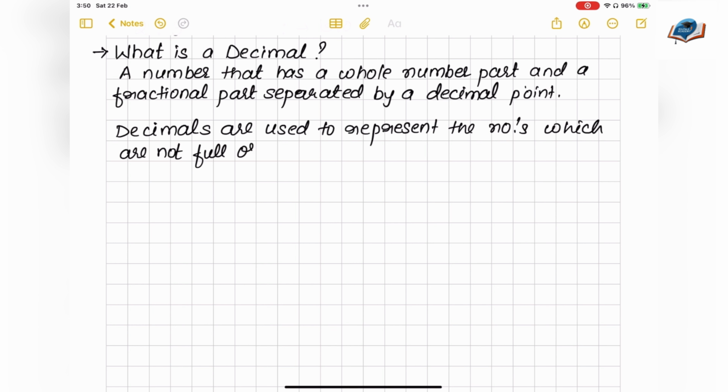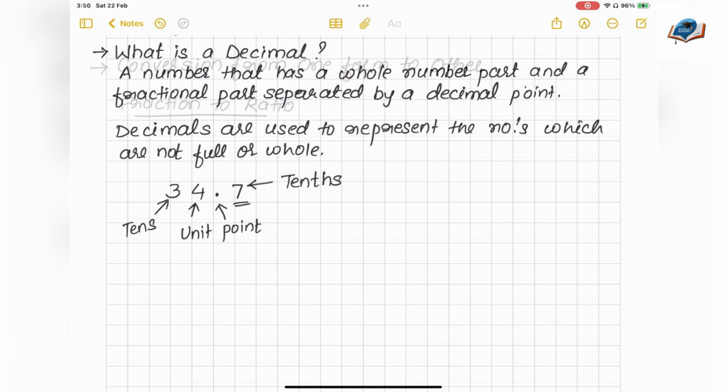Now, let us take an example. Suppose I say 34.7. So this I call as point. This is unit place, and this is tenth place, and this will be after decimal. So this is a part of the whole. So I can say, okay, I have divided into 10 parts, out of which I am giving him 7 parts.